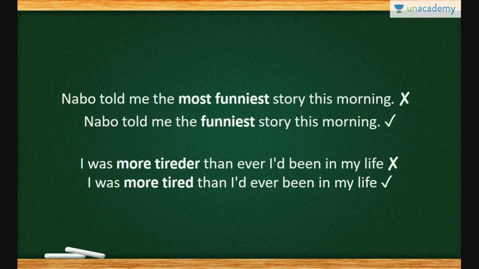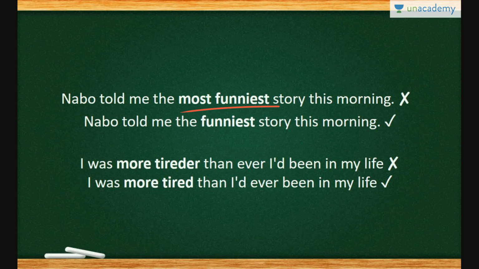Similarly, we have these examples here. Nabo told me the most funniest story this morning. This is a very common error that we all make. Just to exaggerate the meaning or the context of the sentence, we would say most funniest or bestest. Now, this is not the way we use adjectives. We would say, Nabo told me the funniest story this morning. You can't use a double superlative.